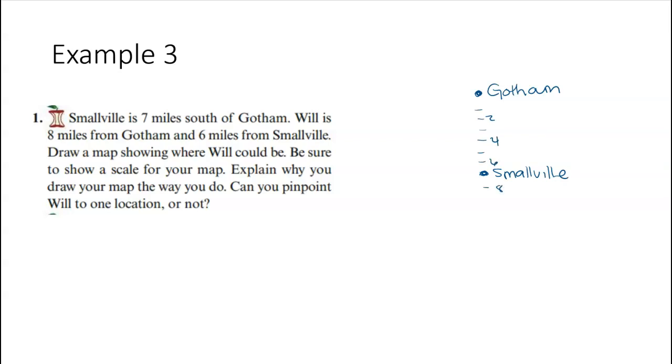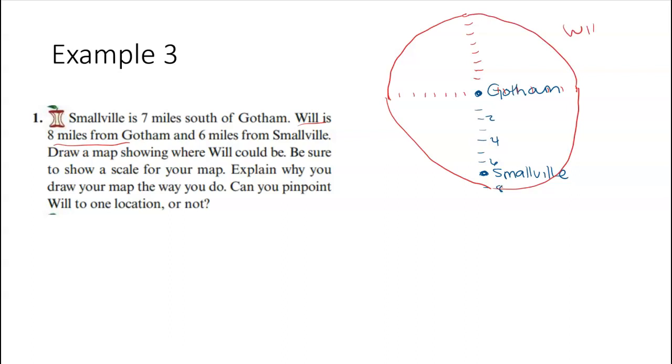Okay, so Will's 8 miles from Gotham, then Will is 1, 2, 3, 4, 5, 6, 7, 8. He could be anywhere along 8 miles in any direction. So Will is going to be along this circle that I'm attempting to draw here.